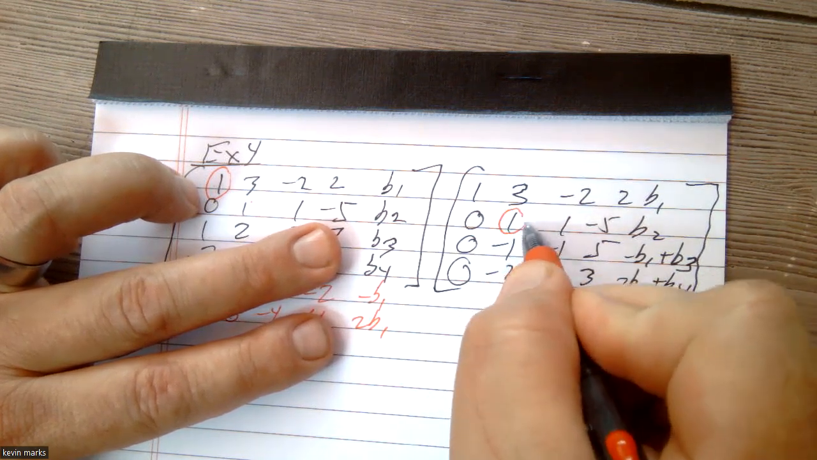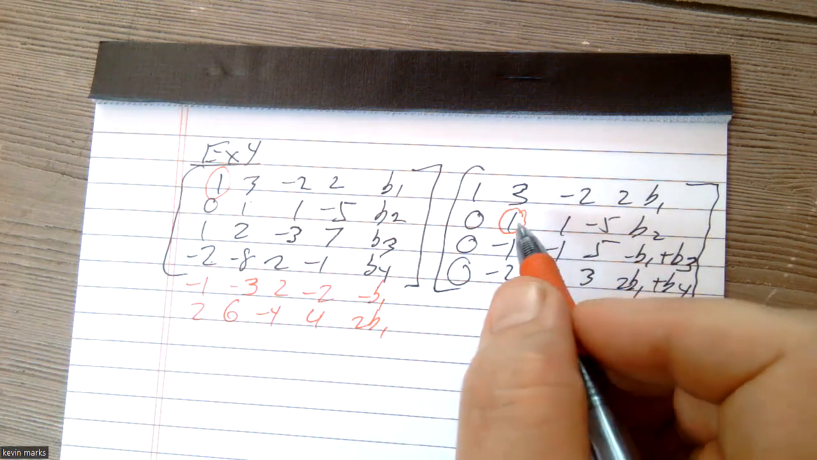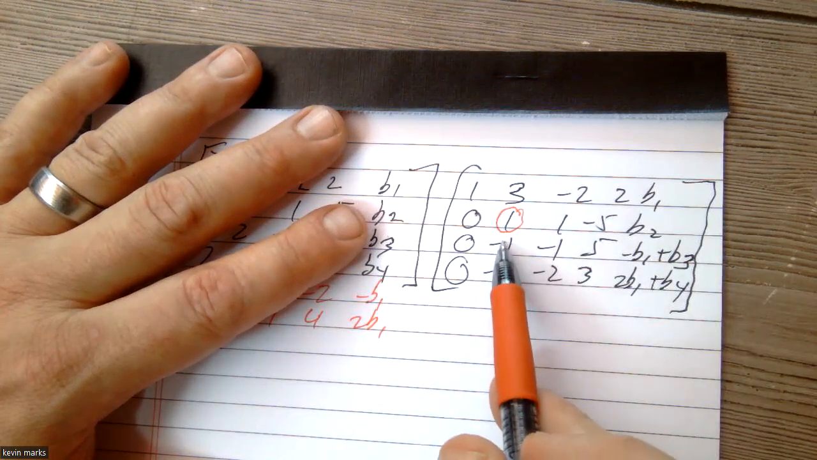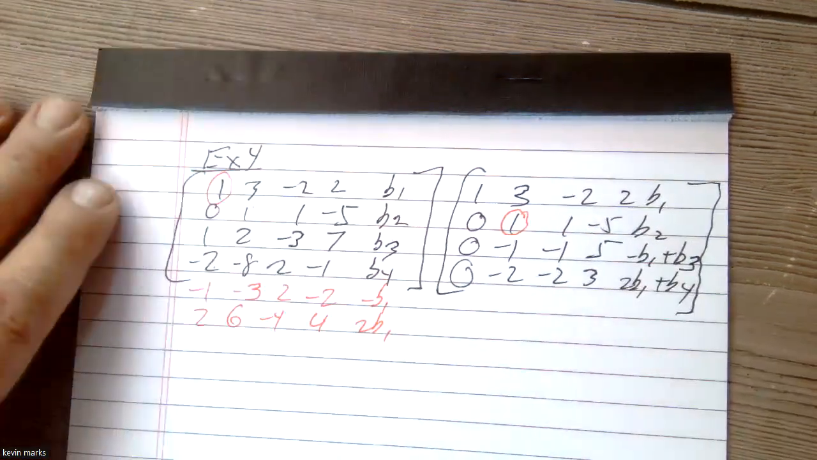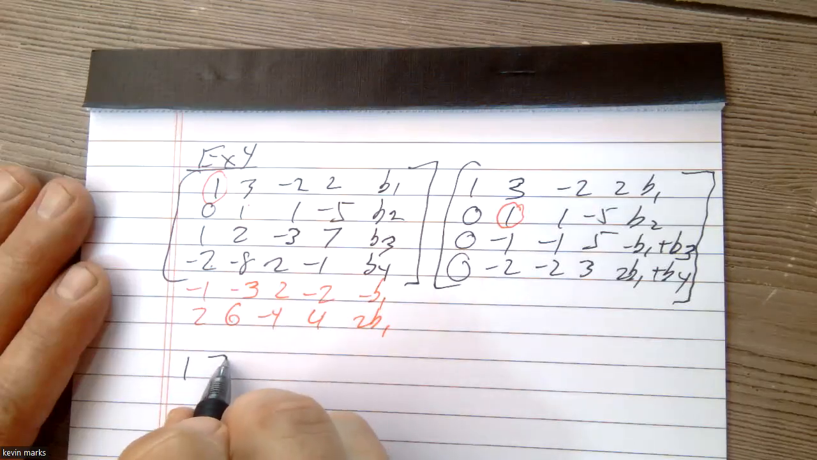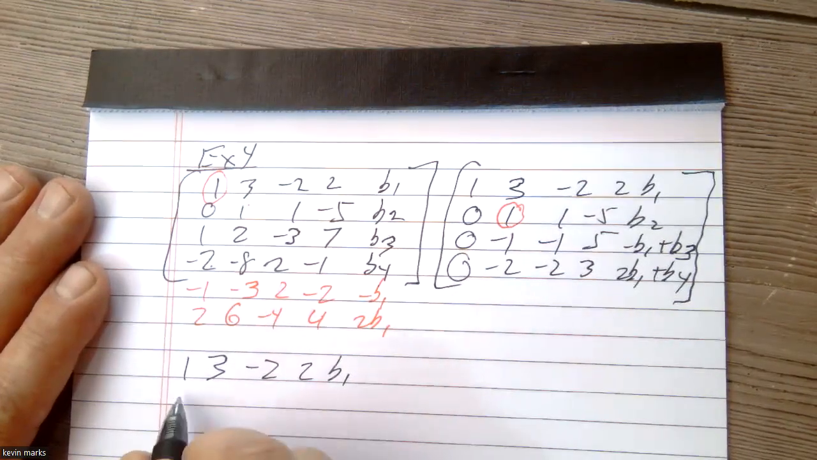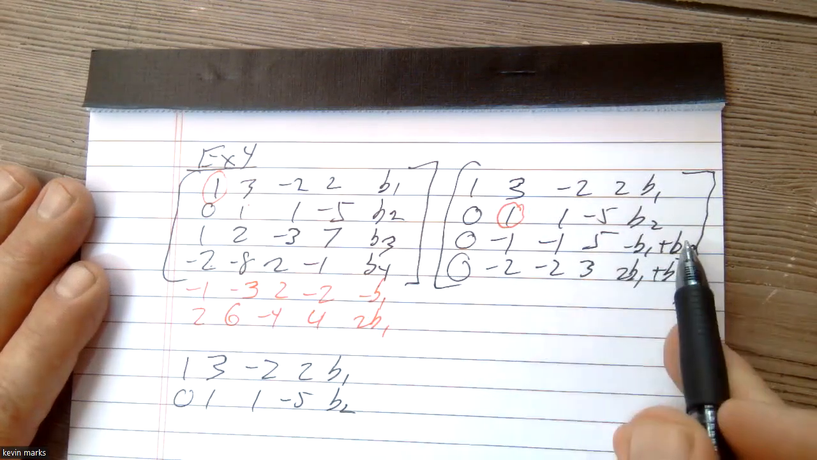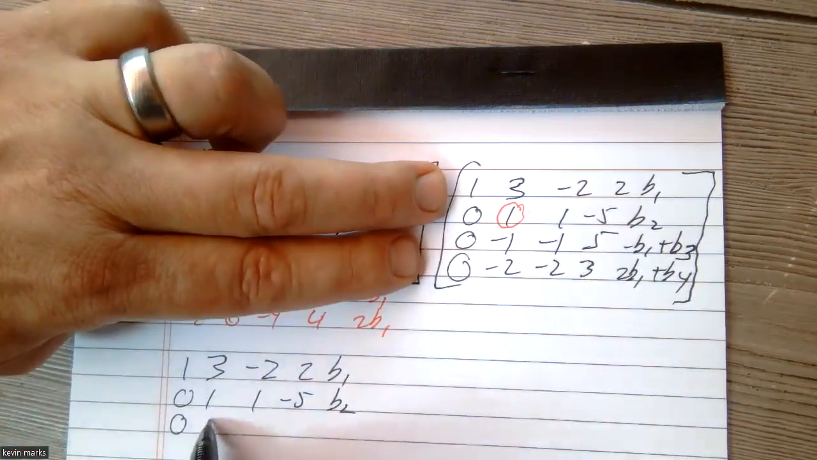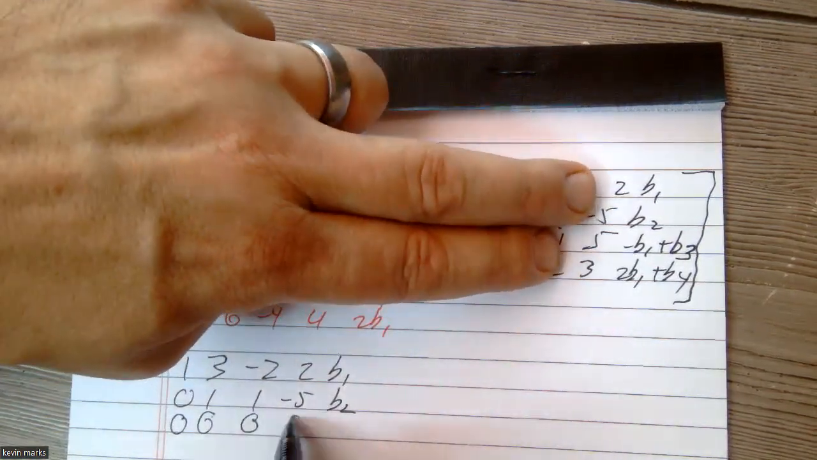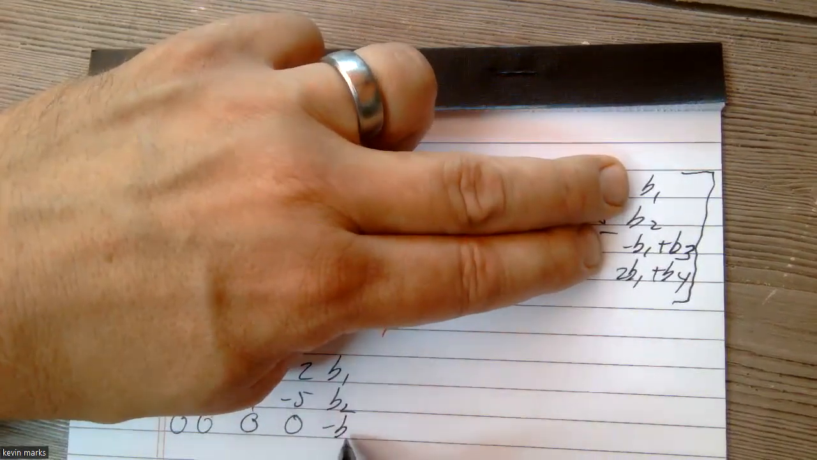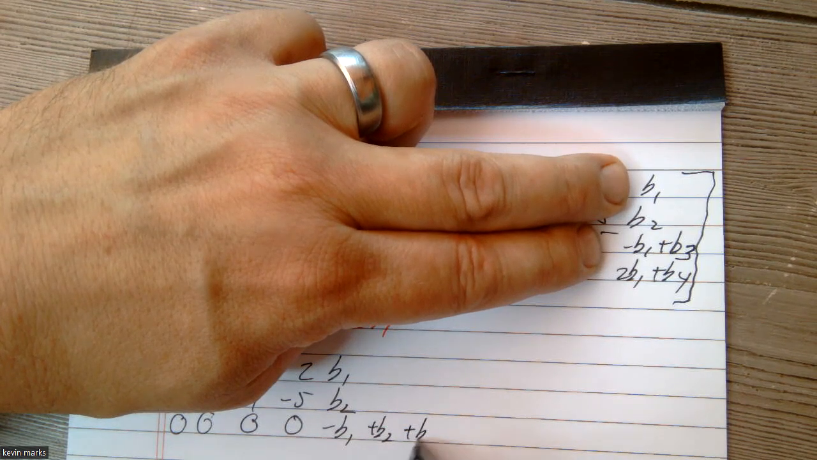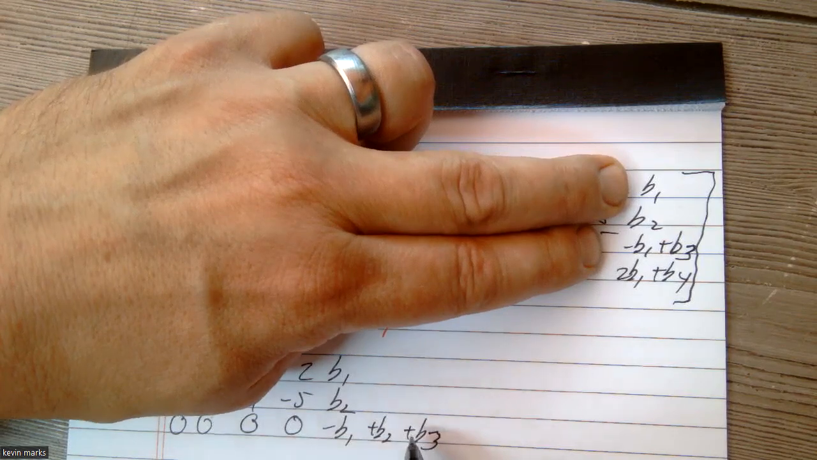Now for my next one, I would love to have a pivot here. Good, it's not only a pivot, but it's already a 1, so I want everybody underneath it to be 0. These you can just add as is. Let's leave that top row, 1, 3, -2, 2, b1, alone, and 0, 1, 1, -5, b2 alone. Then you just add these together, which gives you 0, 0, 0, 0. And here, again it doesn't matter, but I'll put it in order: negative b1 plus b2 plus b3. That's what goes here.